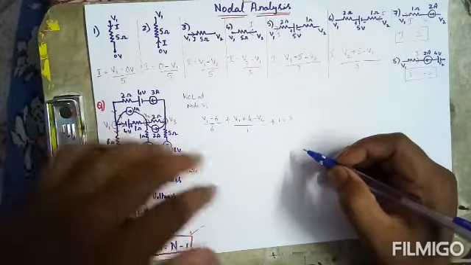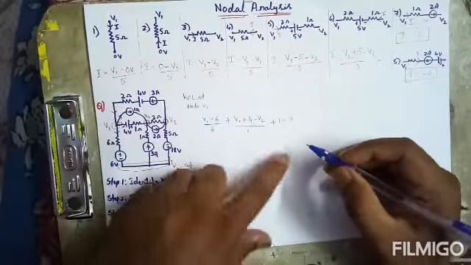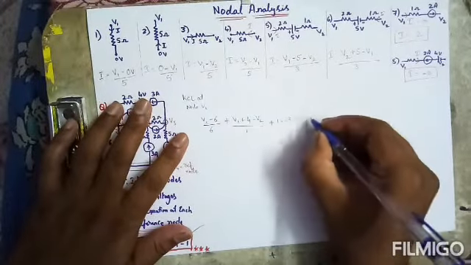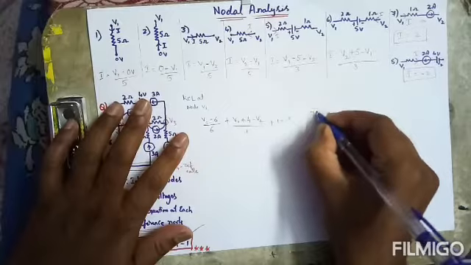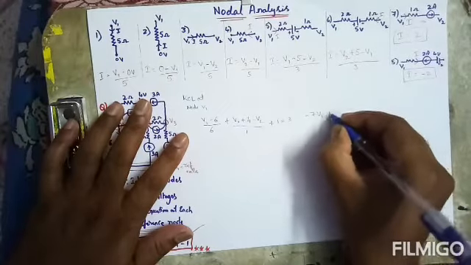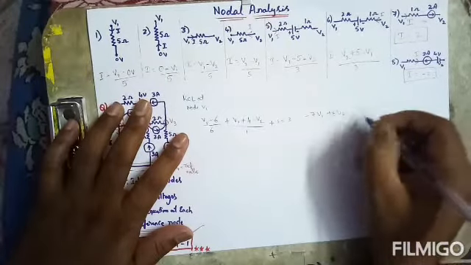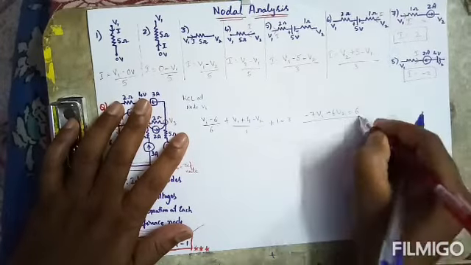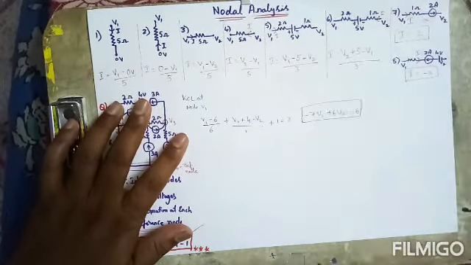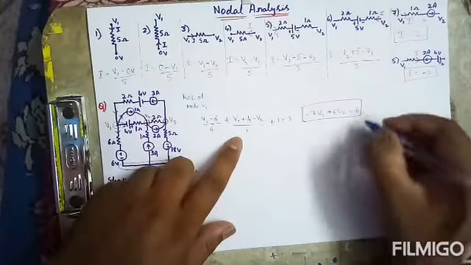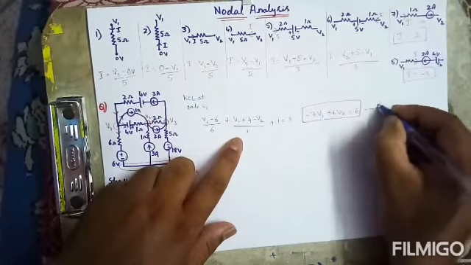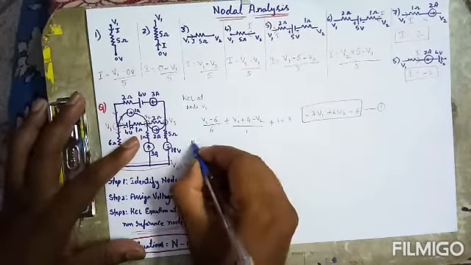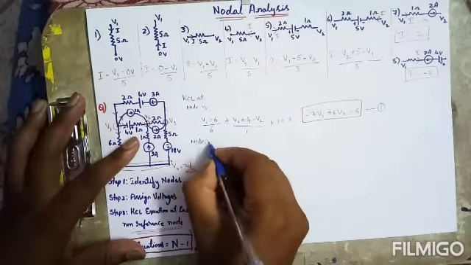Once you simplify it by taking the LCM and shifting the RHS and LHS, finally we get minus 7 V1 plus 6 V2 is equal to 6. So after simplifying this expression, I'll write it directly. You can name this equation 1. Now apply the same thing at node 2, KCL at node V2.